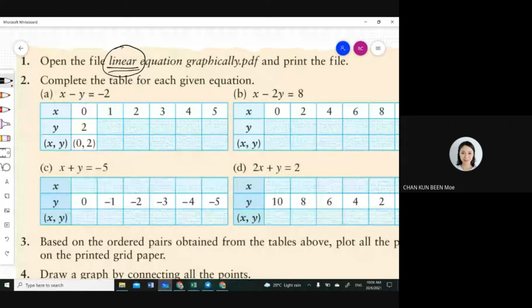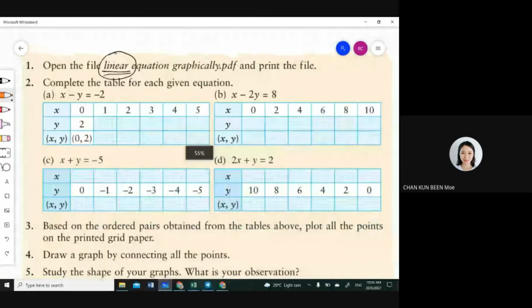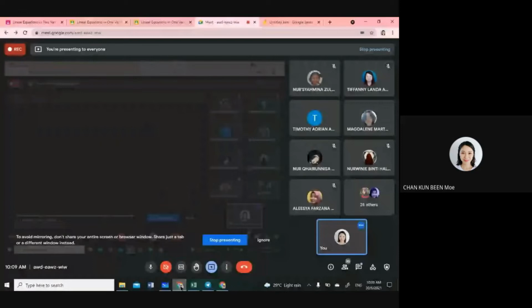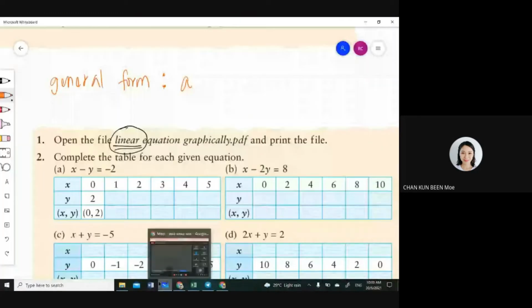Okay, one more thing before I continue with this one, just for you to recall, do you remember what is the general form for an equation? We learned this last week, right? What is the general form of an equation? Anyone can let me know? General form, you don't remember? Anyone can answer me? You have to bear in mind. Start with A. Are you still with me? Everybody with me, right? Okay. Nobody, you don't remember. You have to remember this.